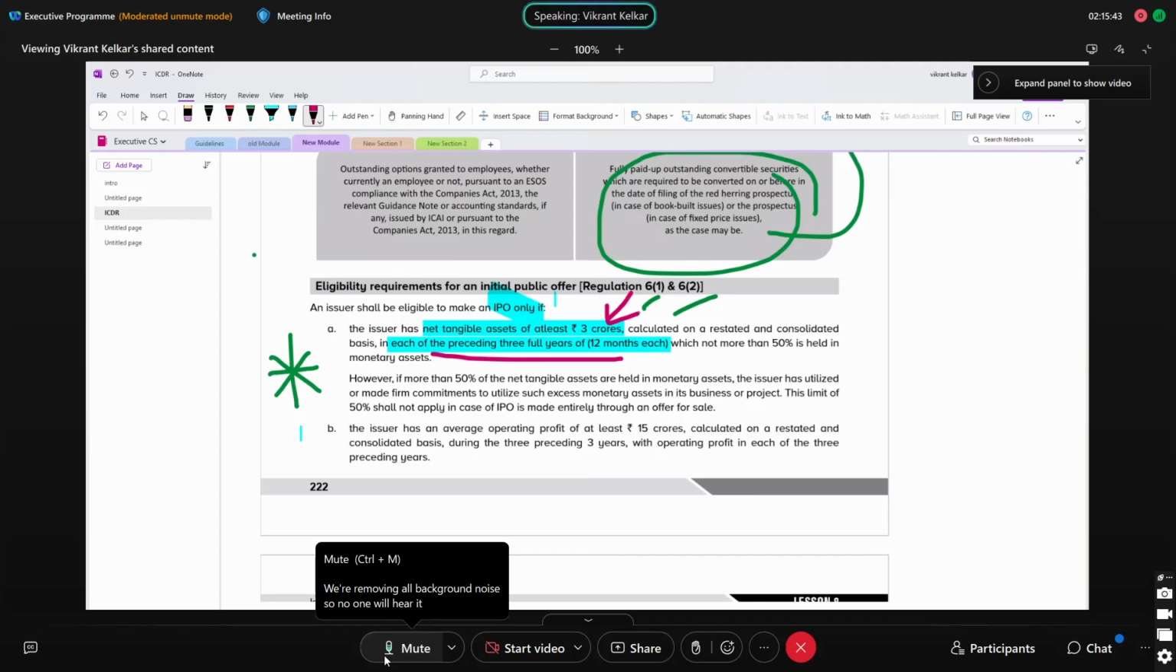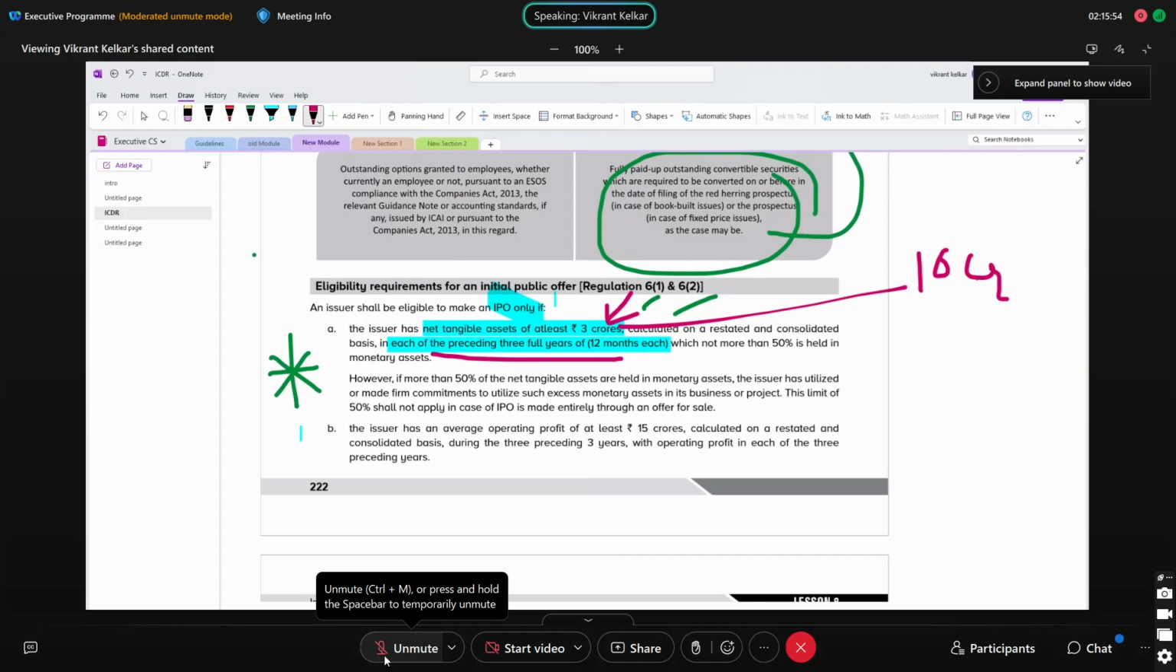Means what? In the year 2022, she has started a business. She got say net tangible assets of 10 crore. She got huge assets. उसके पास asset है 10 crore. But whether 3 years has been elapsed? No. So whether she is eligible? No. Are you getting the point?